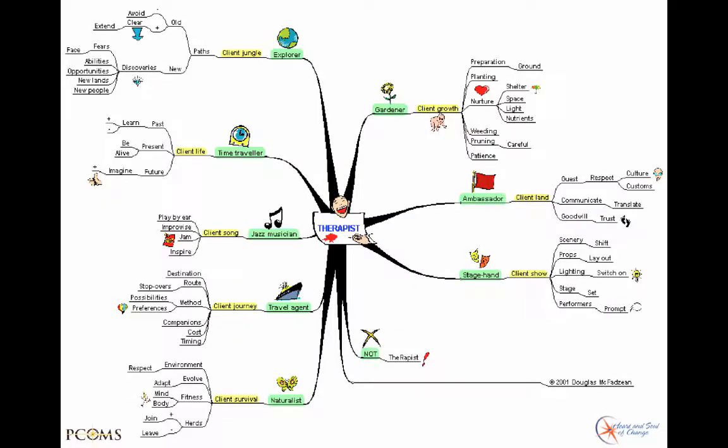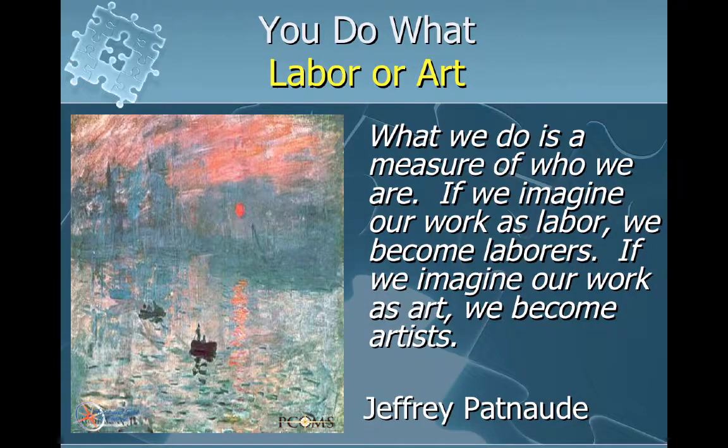I like to ask those kinds of questions, and getting therapists to think about those things, those are fun conversations to have. Here's a diagram from chapter 7 in the book about therapist identity and having people reflect about their identity. It's a nice thing to get people to do. How do you think about your identity? And just as a jumping off spot for that, I really like this quote. What we do is a measure of who we are. If we imagine our work as labor, we become laborers. If we imagine our work as art, we become artists. And I believe that therapy is both. It is both art and labor.